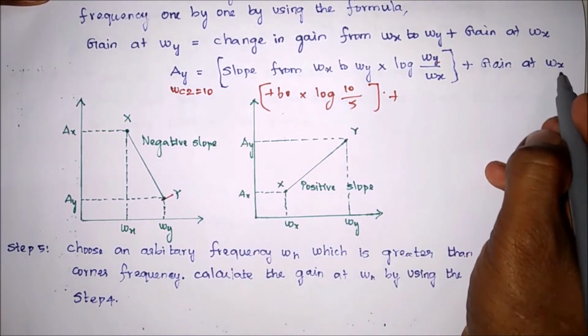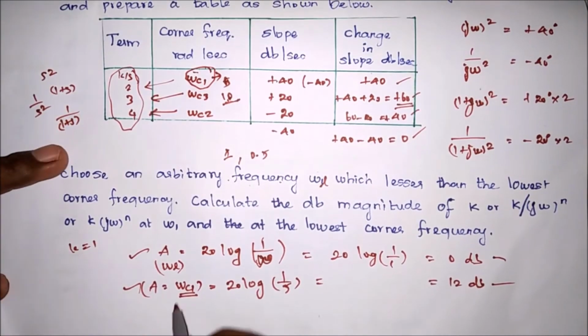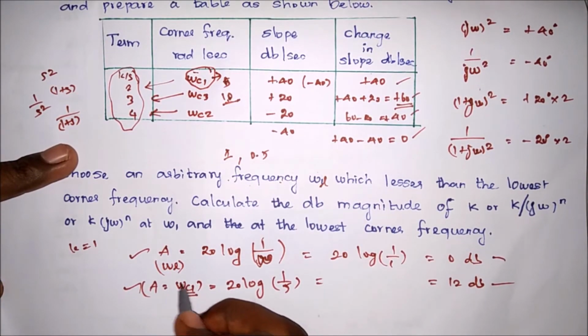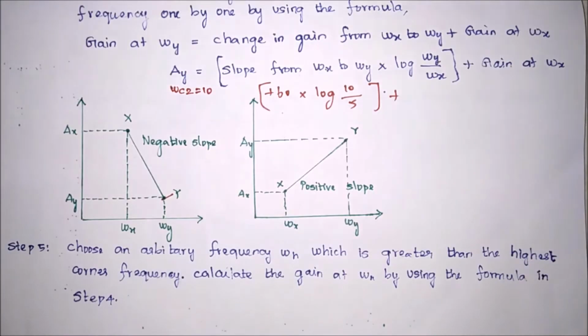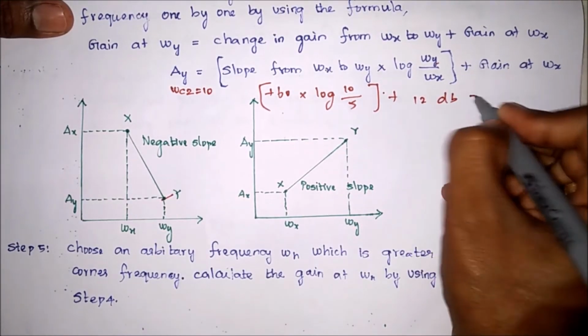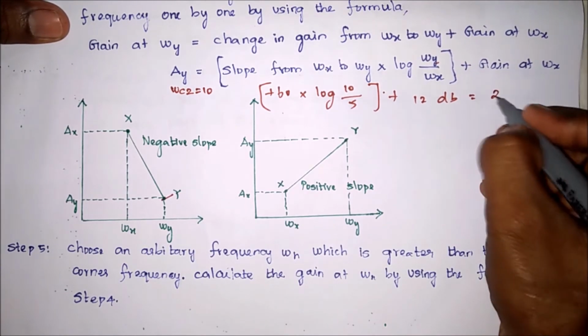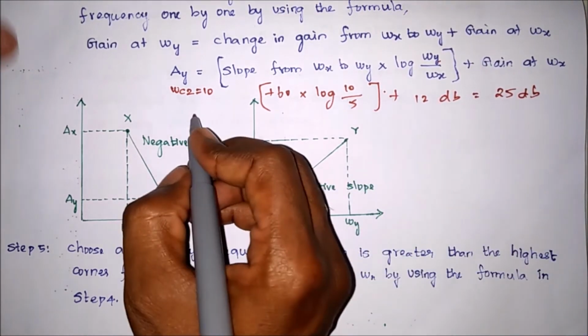plus gain at omega x. What is the gain at omega x? Omega x is 5. Here omega x is nothing but omega C1, 5. Its gain is plus 12 decibel. By using this we can calculate. Suppose we can consider it is here 25 decibel.